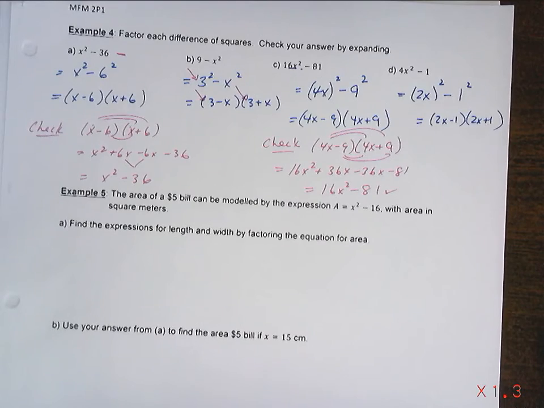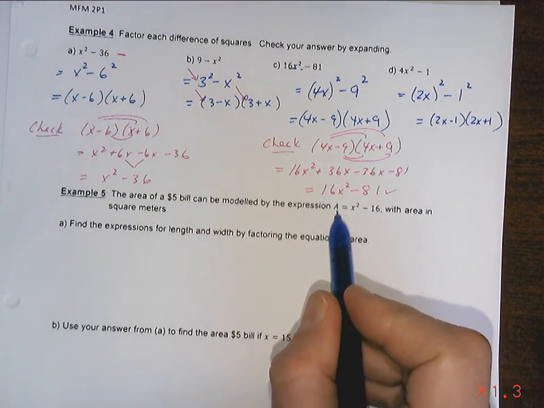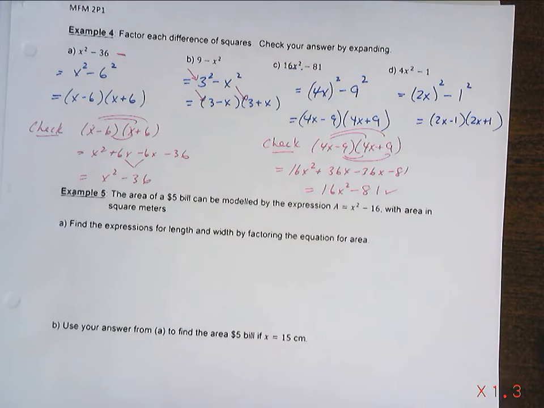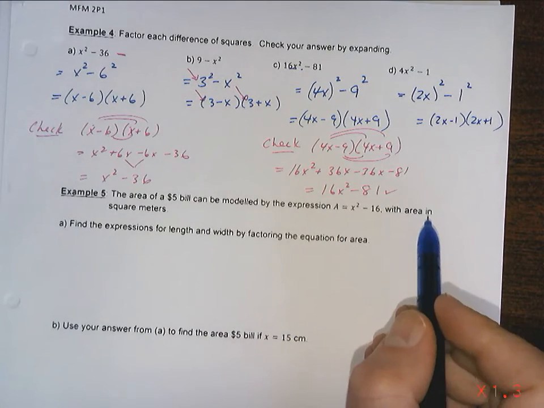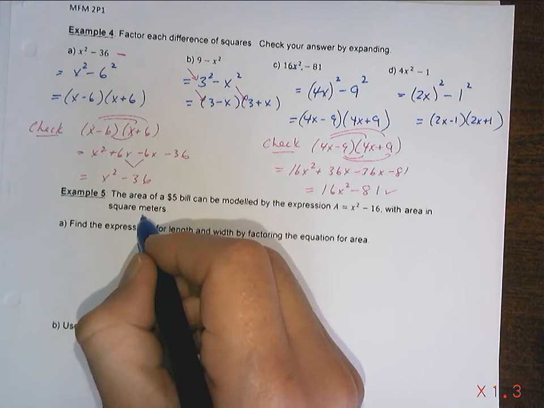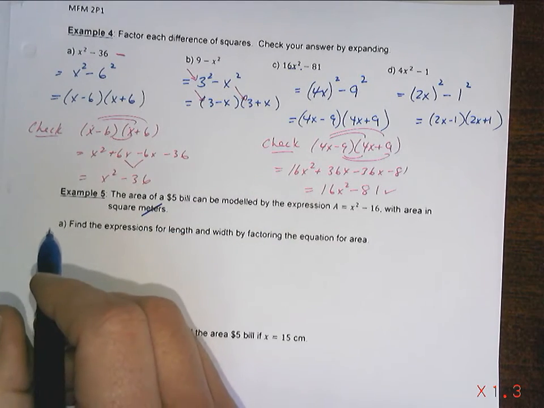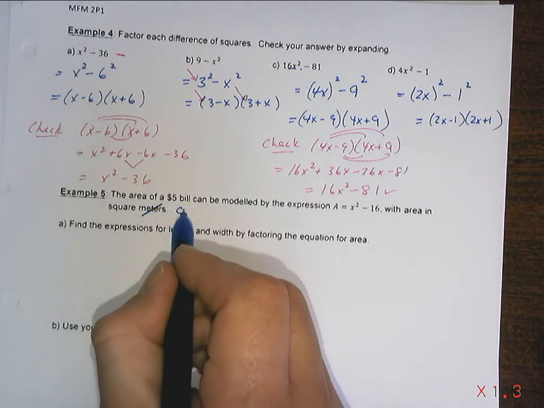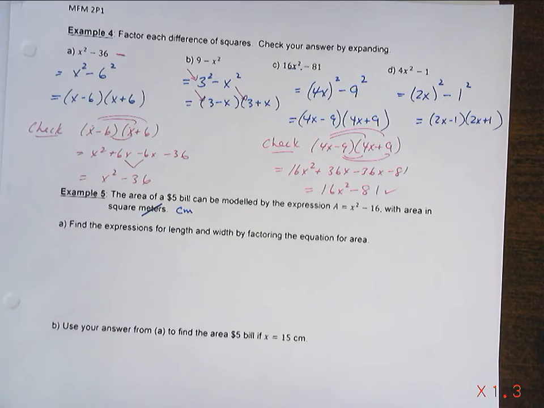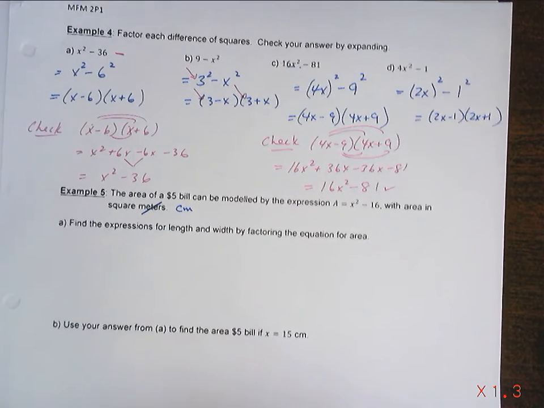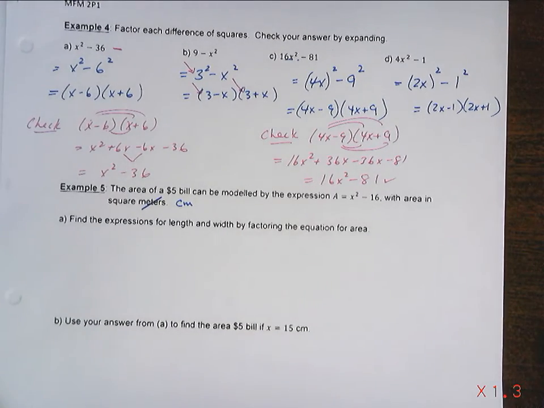Example 5. The area of a $5 bill can be modeled with the expression A equals x squared minus 16 with an area in square meters. Yeah, I don't think so. That's a pretty big $5 bill. How about square centimeters? That's probably closer to the right unit. Find the expression for the length and width.